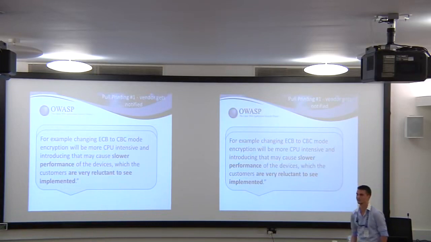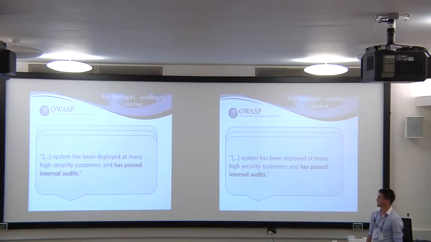And we tried to convince them that the printers' processors are single-threaded. And on a single-threaded processor, you actually do not see the real difference between ECB and CBC mode of encryption in terms of speed. ECB mode is faster because it can be parallelized. With no parallel computing, CBC is as fast as ECB, maybe 5% slower. They tried to convince us that they are secure because the system has been deployed at many high security customers and has passed internal audits. So yeah, they passed because their penetration testing company was actually not very good. Okay, that's for the pull printing.